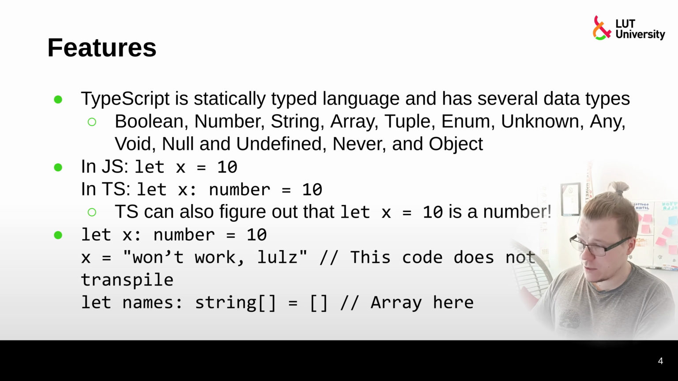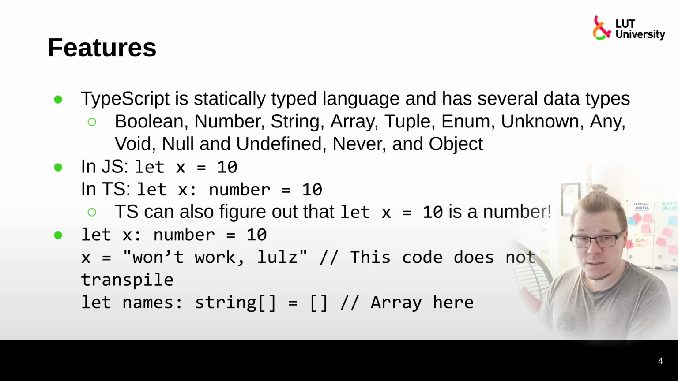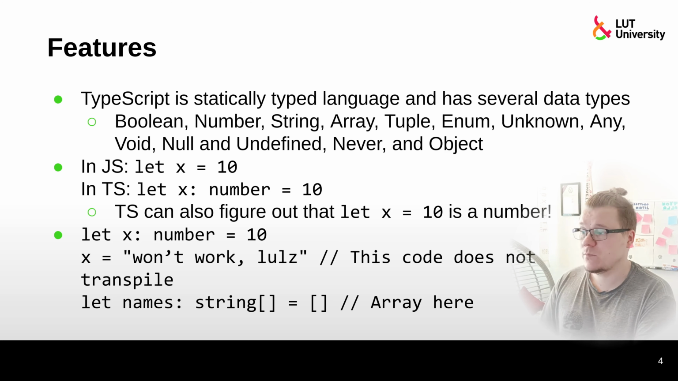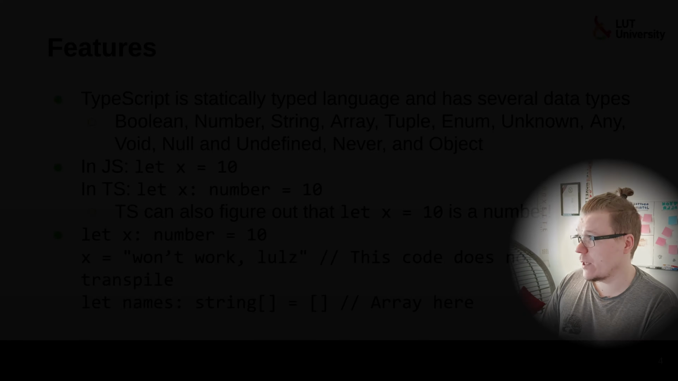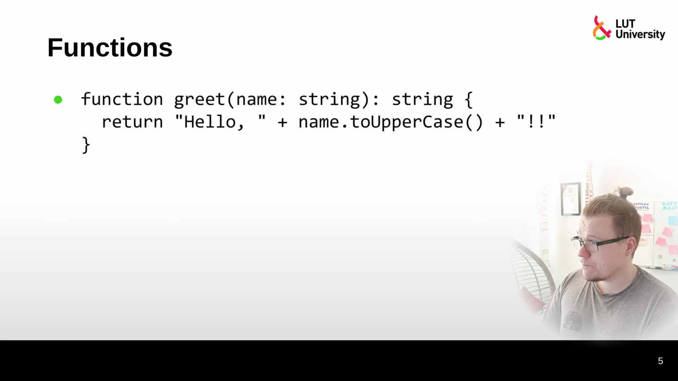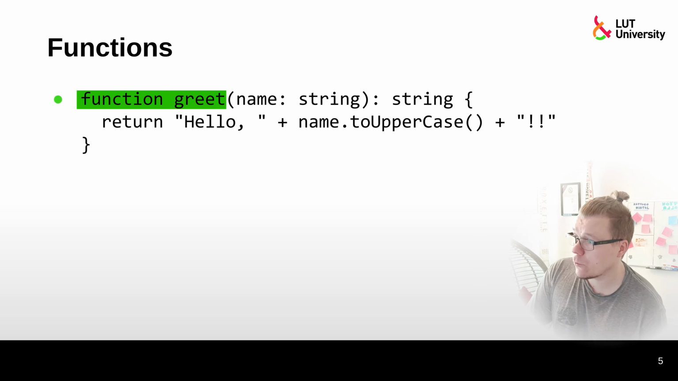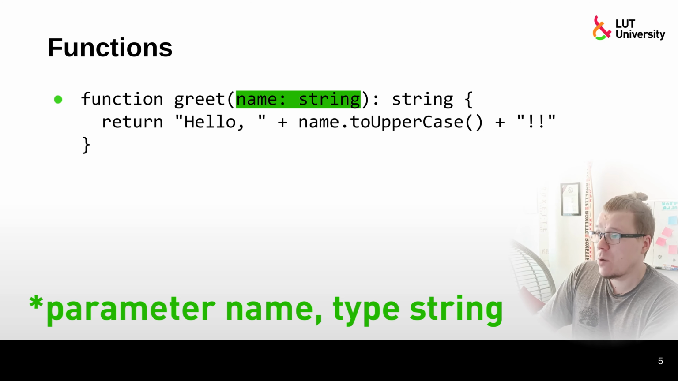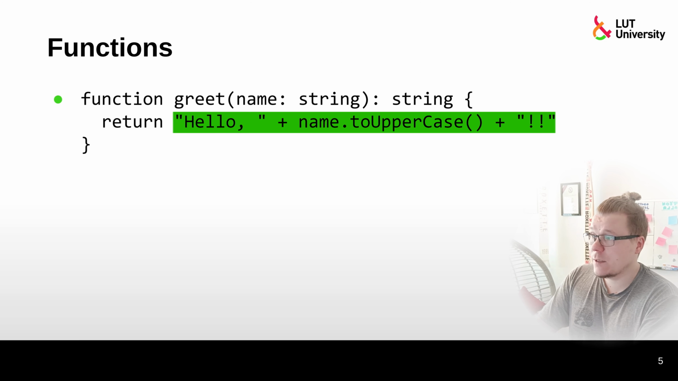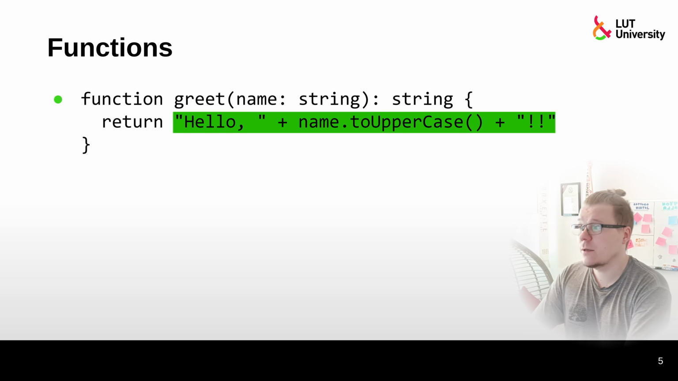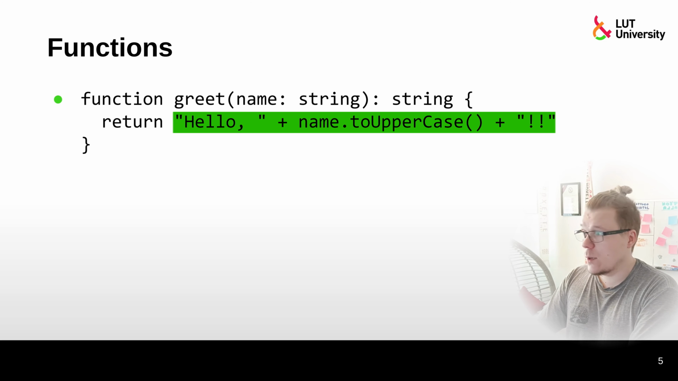And then, let's say we have an array of names and its type is string array, as we have defined, and its value here is an empty string. Of course, there are functions, so we can define a function called greet, and it gets a string parameter, and its return type is also string. These are defined after those colons, and in the body of this function we are only taking the string we get as a parameter, putting it to uppercase and then concatenating it with the string hello, and then we are returning it.